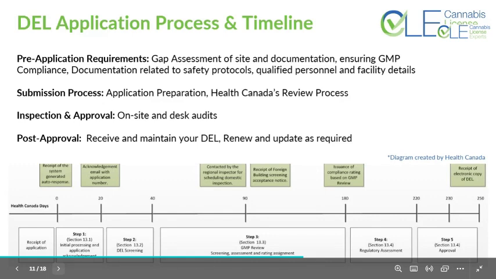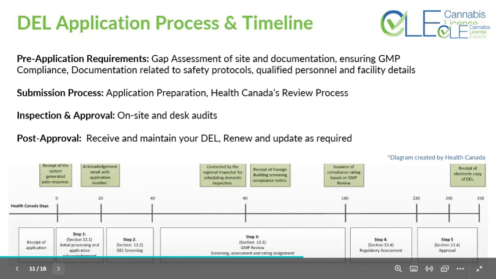So once you've done your pre-application, then it would be preparing your application, and Health Canada going through their review process. Then Health Canada will come on site, do an inspection, and provide a report of anything that needs to be improved, or again, left alone because you're doing it perfectly. They'll also do a desk audit, not just the facility, to go through your documentation, good production or good record keeping practices, and all that wonderful stuff. Then you will receive your DEL. You are responsible for maintaining that DEL and renewing and updating with Health Canada as required throughout your period.